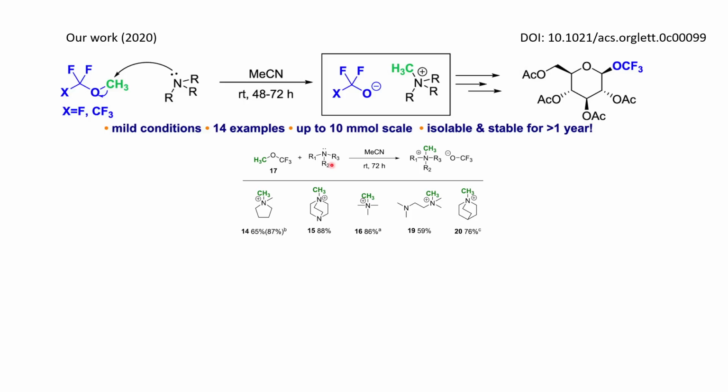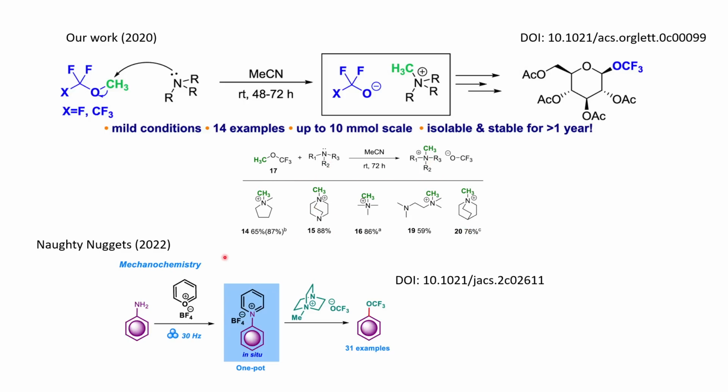And so here you can see one figure from our paper where we made several different salts with OCF3 and quaternary ammonium. And then this new paper came out from these naughty nuggets who made these pyridinium salts and under mechanochemical conditions were able to convert them to trifluoromethyl ethers. And this was in JACS. However, I want to highlight here that within the whole body of their manuscript, we are not cited even once.